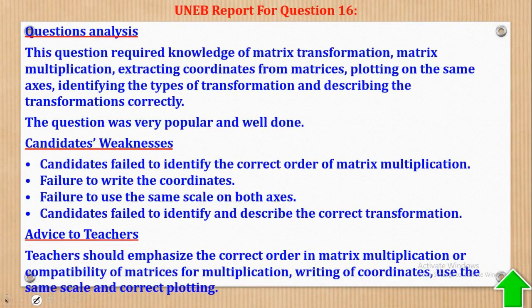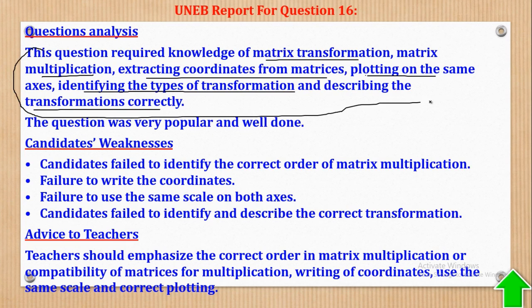So now let's look at the report for this question. This question required knowledge of matrix transformation, matrix multiplication, extracting coordinates from matrices, plotting on the same axis, identifying the types of transformation, and describing the transformations correctly. So all these applications were available in this question. You needed to have all this knowledge to get 12 out of 12 in question 16. So the question was very popular and well done.